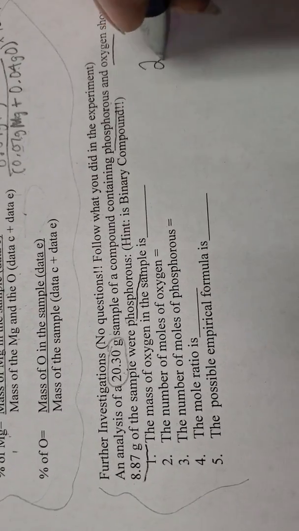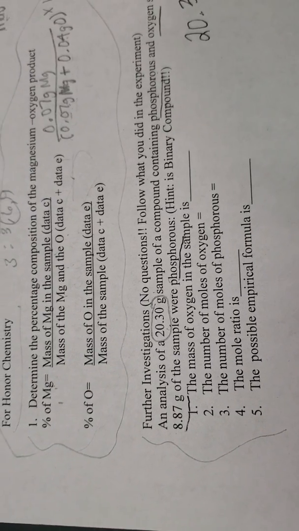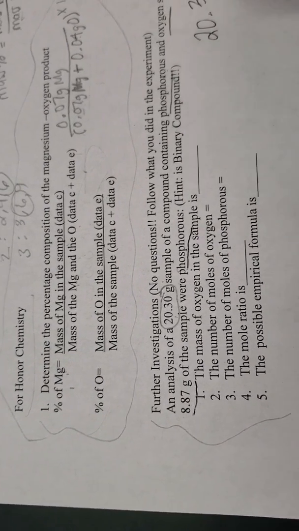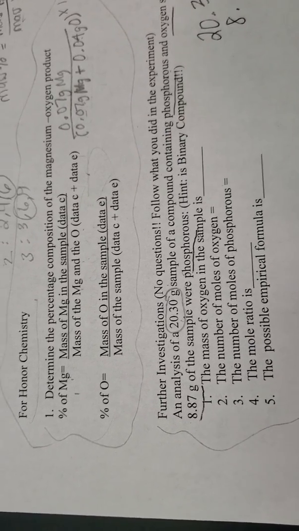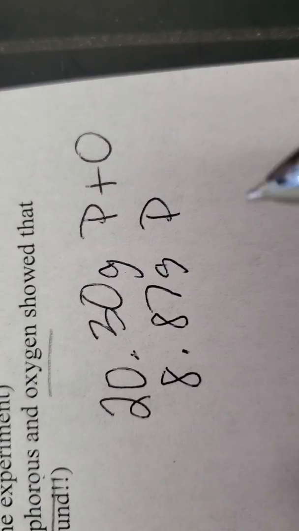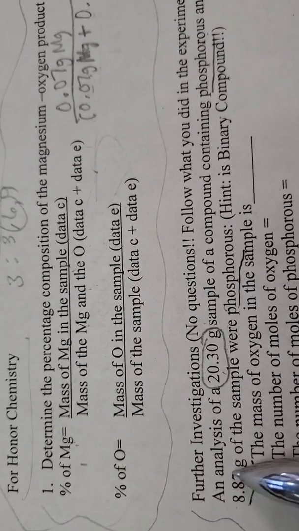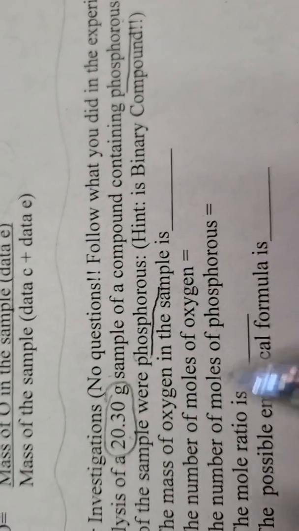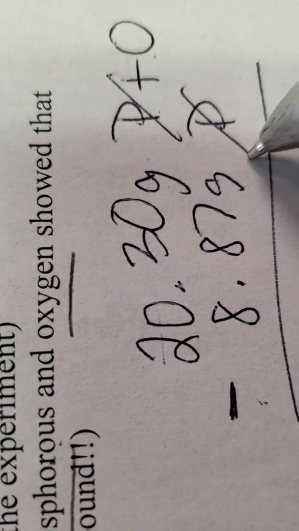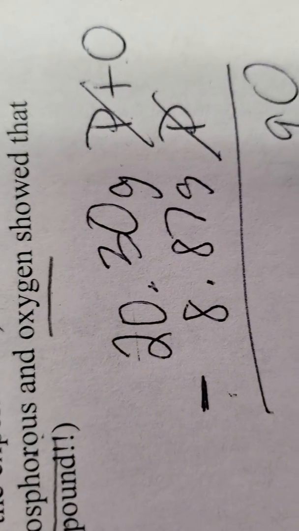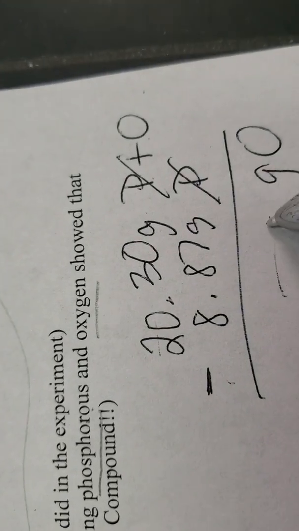So I have the mass of the sample, so this is the phosphorus and the oxygen, and then I have the mass of just the phosphorus. So the mass of the phosphorus and the oxygen was given to me, see? This is the mass of the sample containing phosphorus and oxygen. And then I have the mass of just the phosphorus. How can I find, for number 1, the mass of the oxygen? Well, if I subtract, the phosphorus goes away and I'm left with the mass of oxygen. So this number will give me the mass of the oxygen.